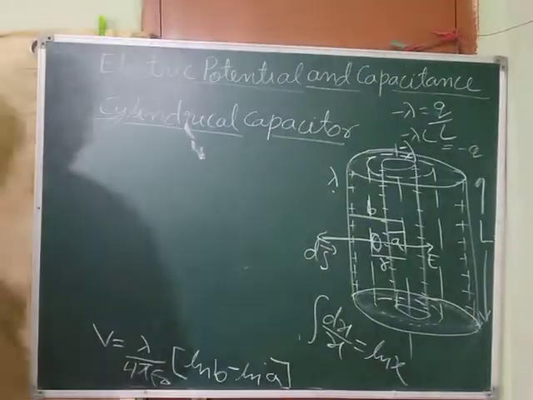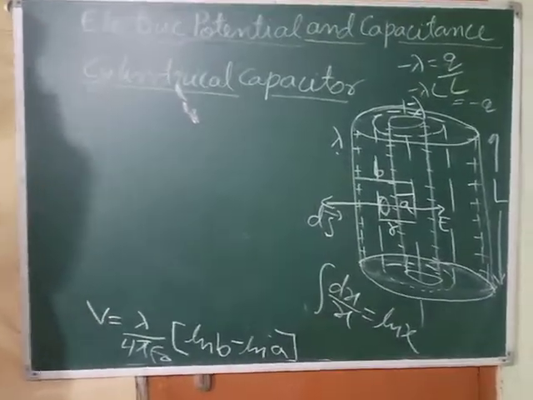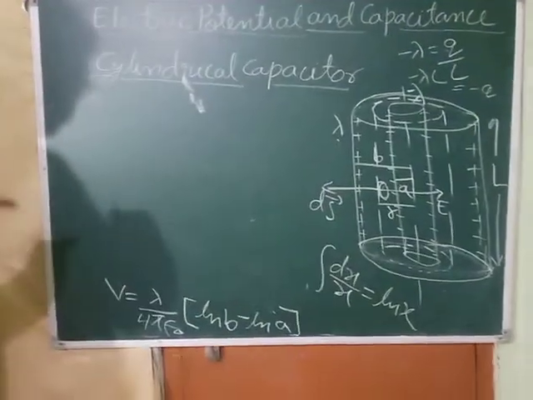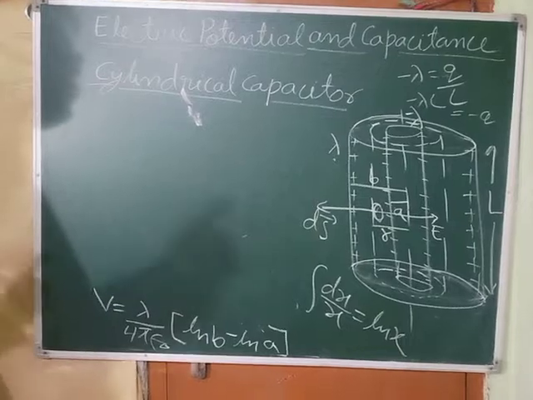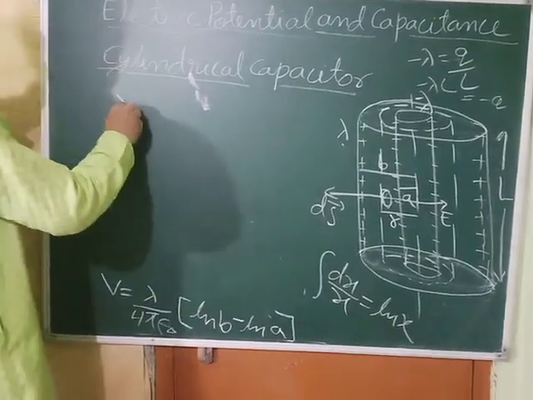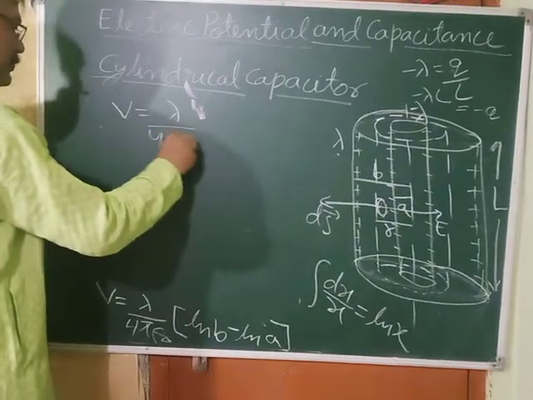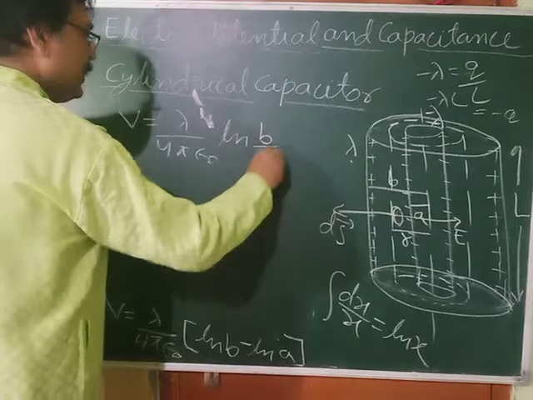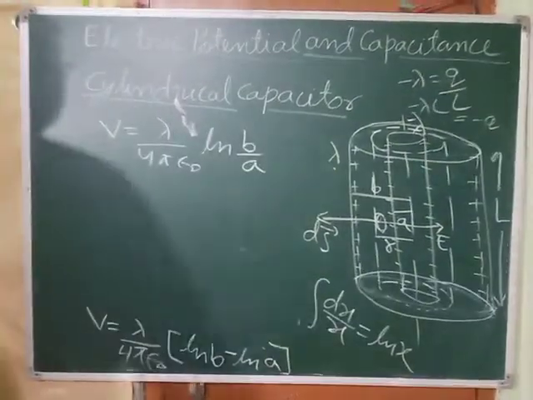Now see, you might be remembering that property of logarithm. Log a minus log b is what? Log a by b. But here log b minus log a is there. So we will get ln of b by a. According to the property of log, we can write lambda by 4 pi epsilon naught ln b by a, because ln b minus ln a is equal to ln b by a. So we get this expression.